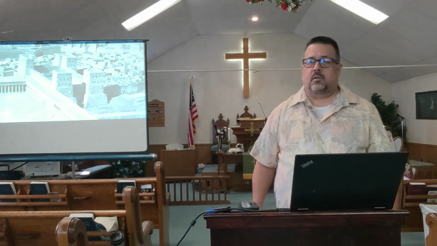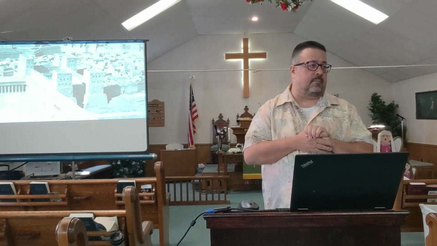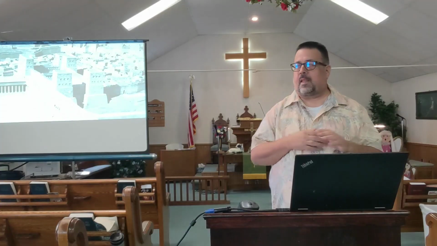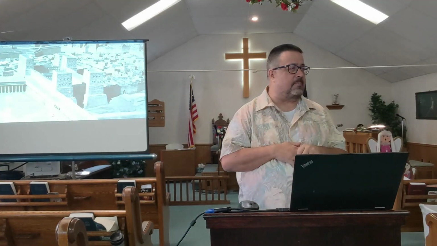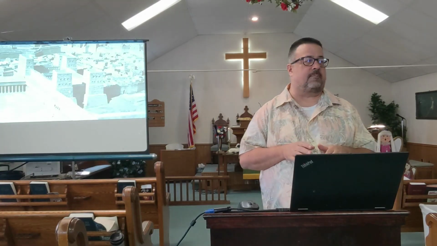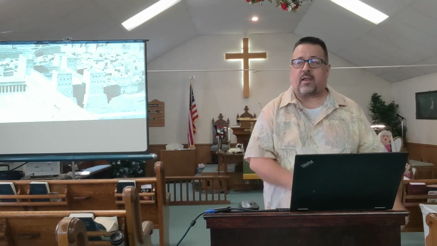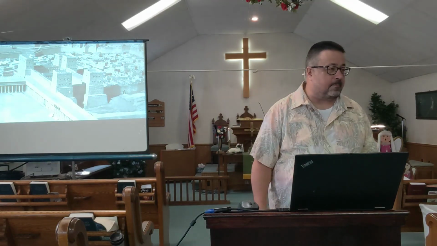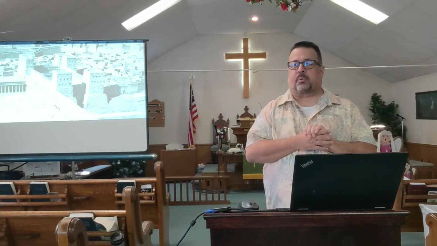Attached to the temple, on the northwest corner of the temple, is this fortress. This is the Antonia Fortress. Herod was a very shrewd politician and a wonderful builder. And Herod talked the Jewish people, the Jewish nation, into letting him destroy their old temple and build a new temple. He did this by making some promises.